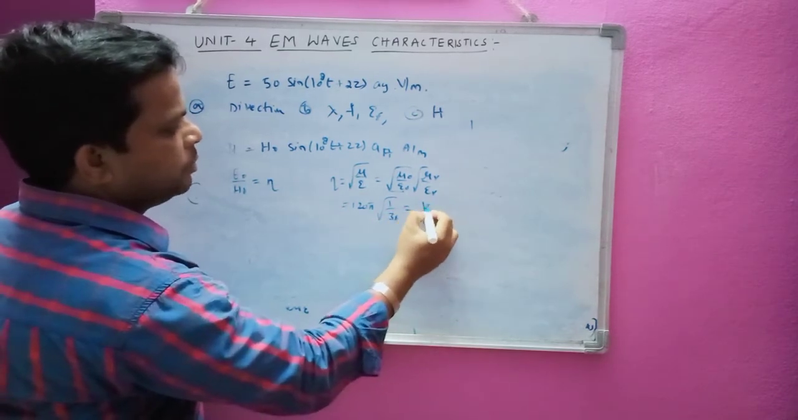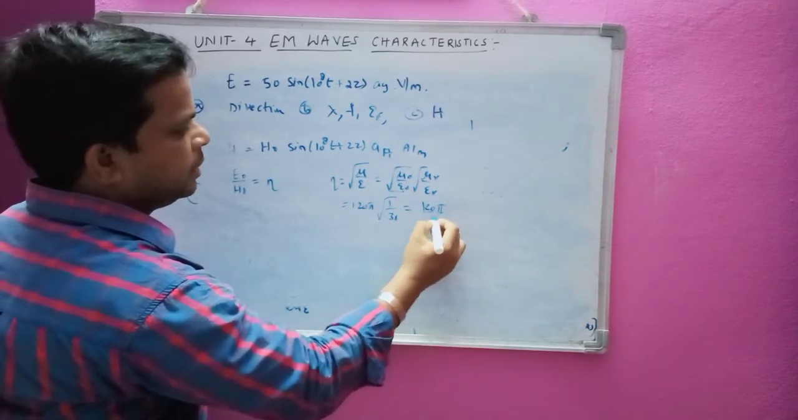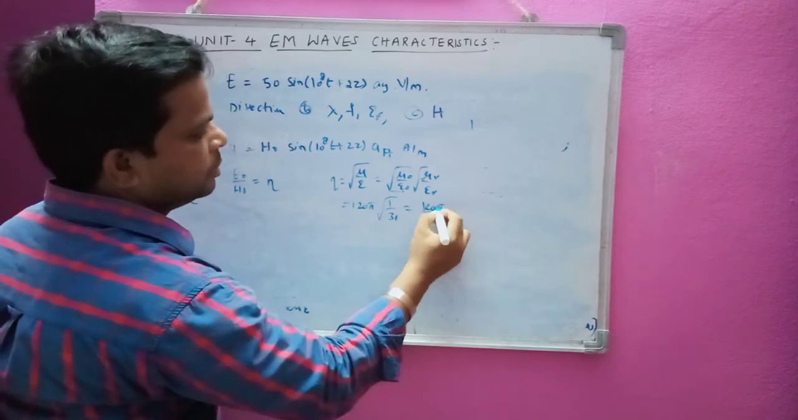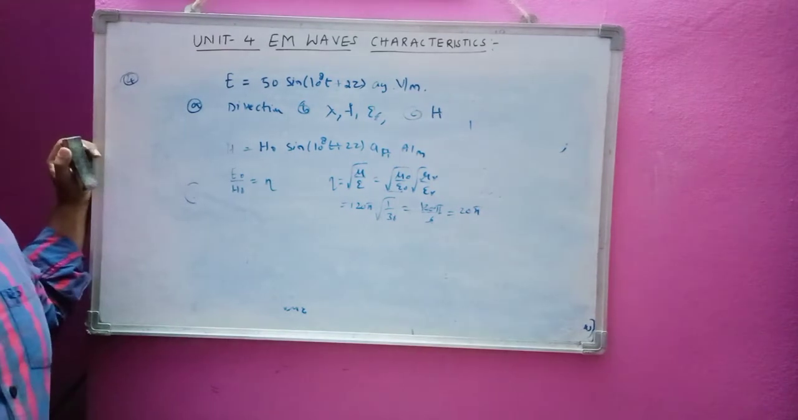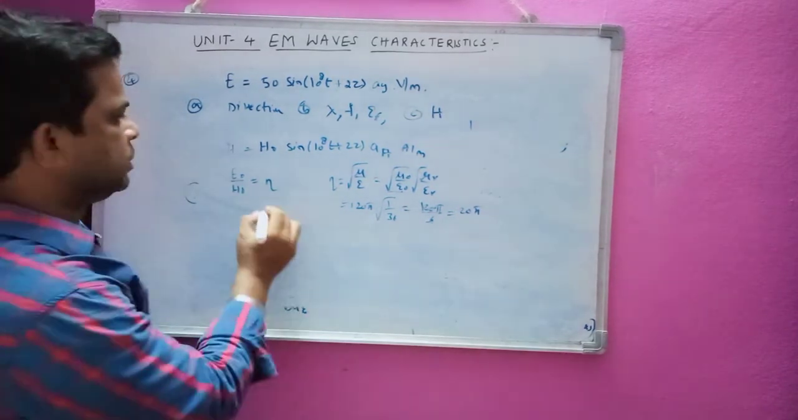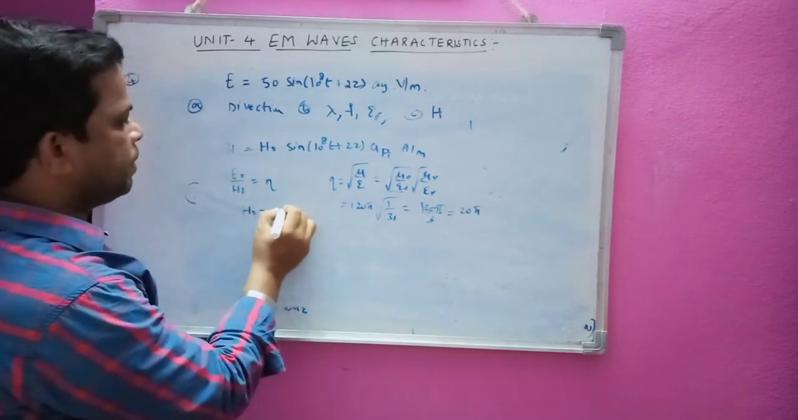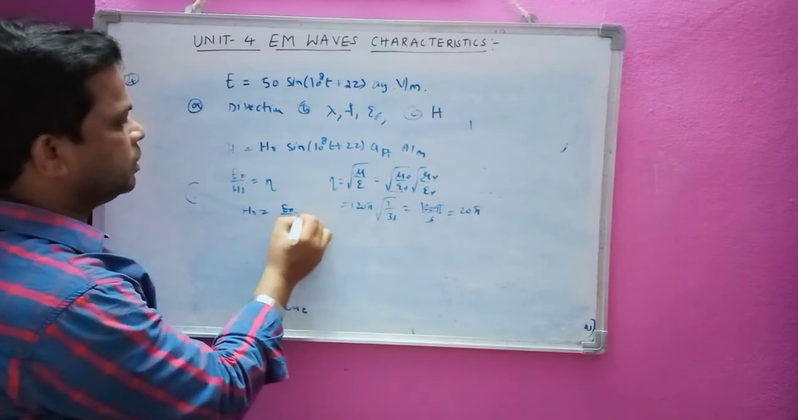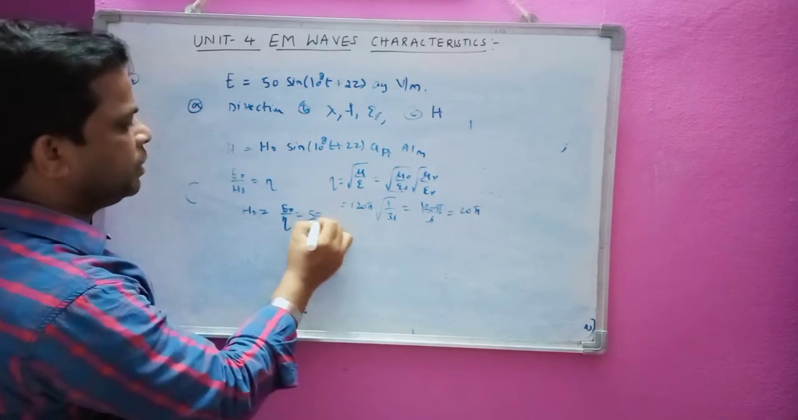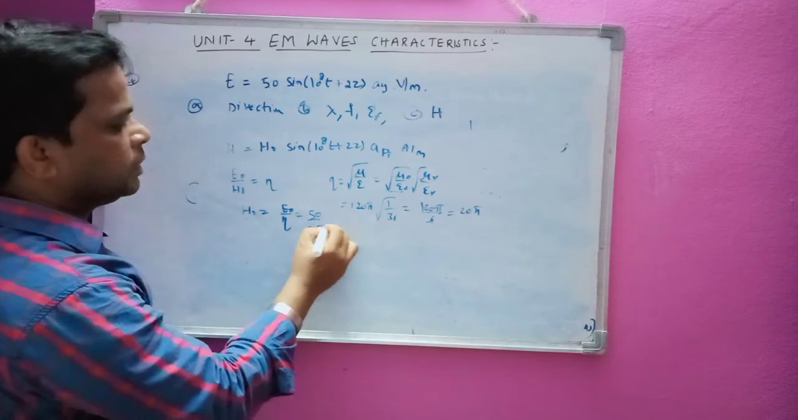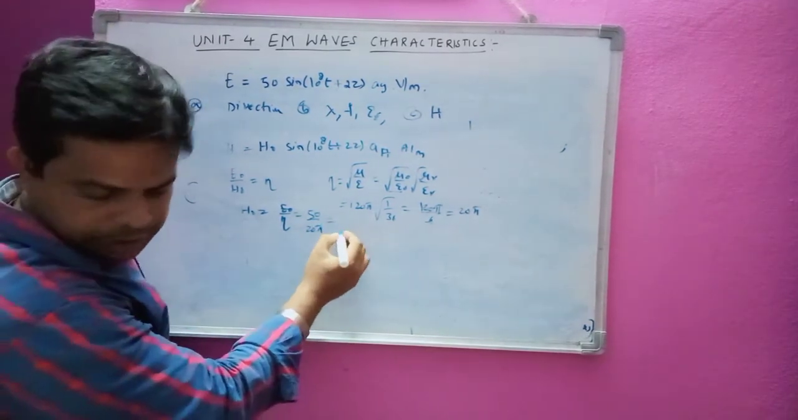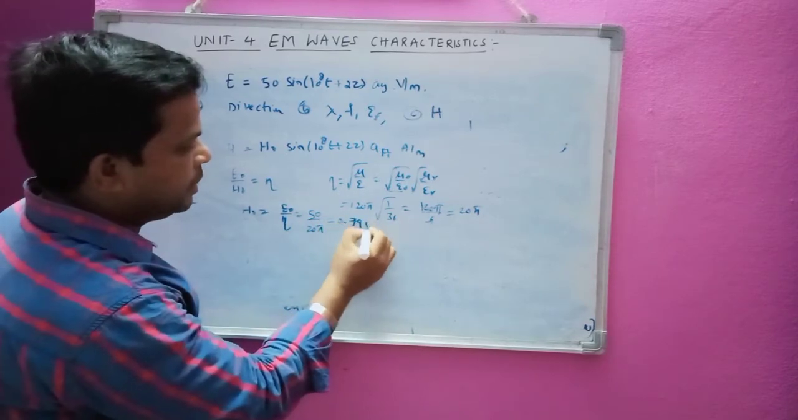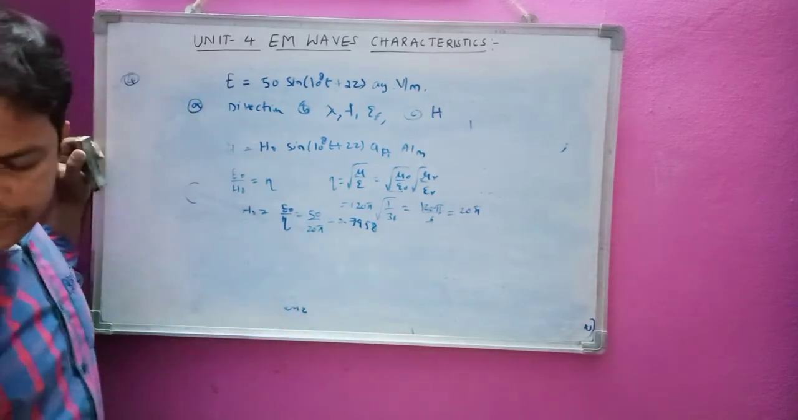I can write here 120 pi by 6, that is 20 pi. Now I can write H naught as E naught by eta. E naught here is 50, and eta is 20 pi. So this value is equal to 0.7958. Now finally I can write the answer.